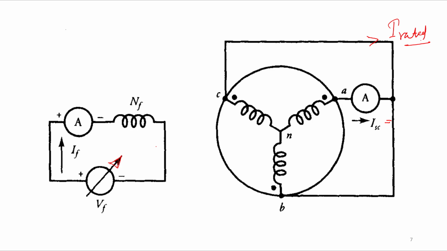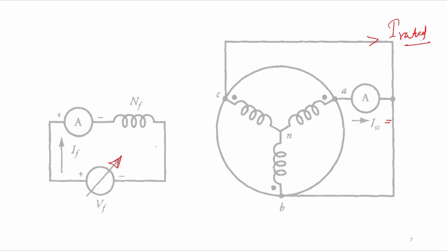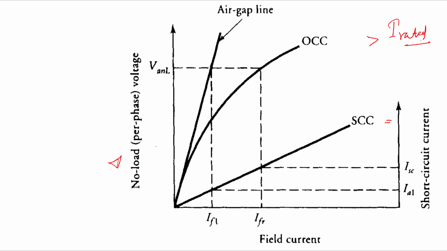So by varying this voltage, we can get the short circuit current. Then we plot the short circuit current versus the field current, and the open circuit voltage versus the field current. When you plot, we get this kind of curve. Have you plotted it in your lab?